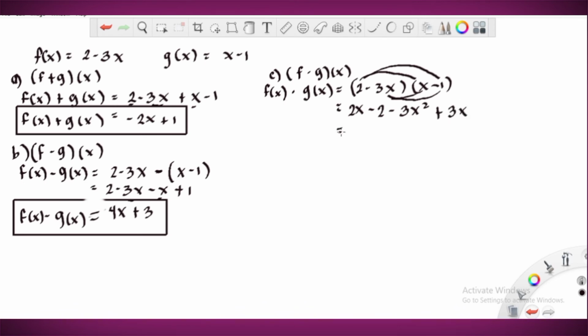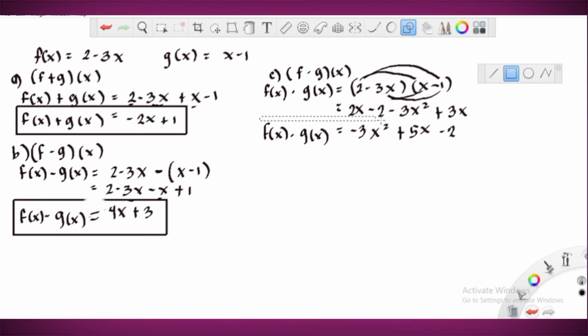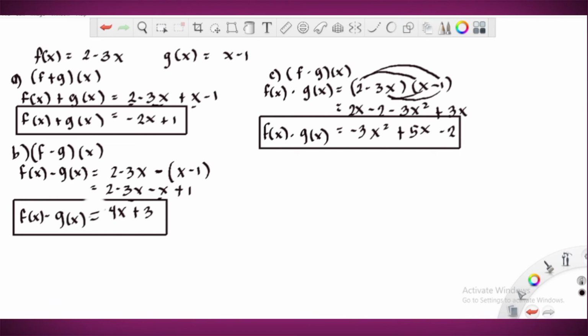Combine like terms. Unahin natin ito from the highest degree pababa. So, we'll just copy it. Negative 3x squared. And then itong x, 2x plus 3x, that is 5x. And then the constant. Wala naman siyang kalike term, so we will just copy it. So, therefore, f of x times g of x is equal to negative 3x squared plus 5x minus 2.